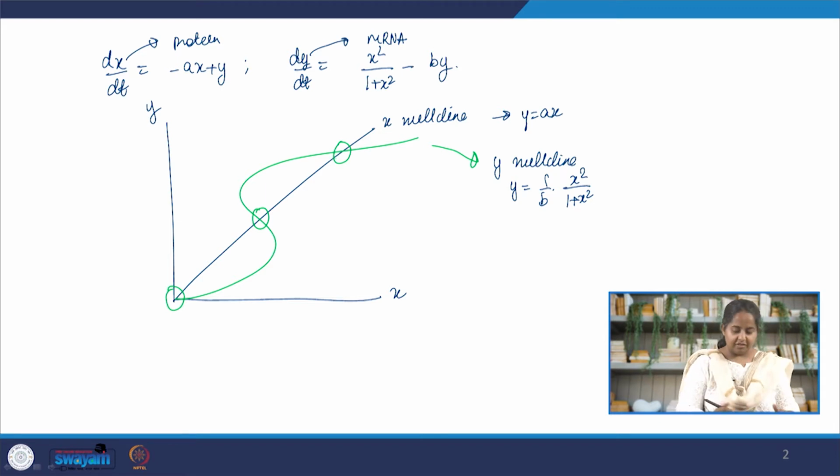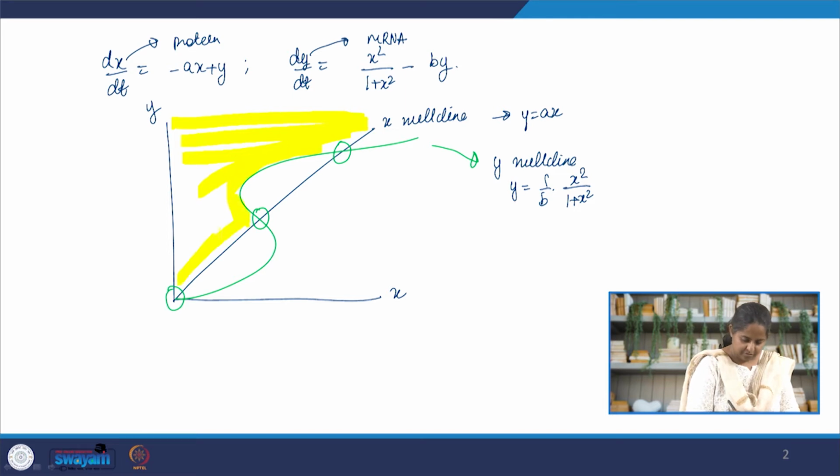So let's start with the top big region, which is above both the nullclines. In this region, y is more than it should be for dx/dt to be equal to 0, because it is above both nullclines. And we notice that when y is bigger than it needs to be for dx/dt to be 0, which is the yellow area, then dx/dt will be positive.